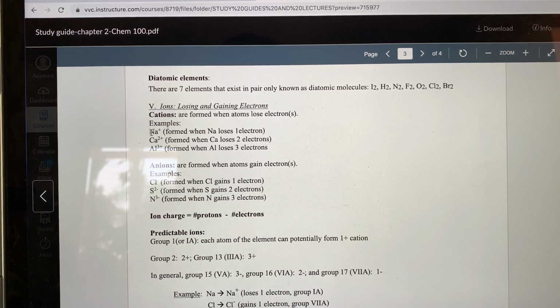And here are a few examples. You have sodium plus, you have calcium 2 plus, you have aluminum 3 plus, and they are formed by losing 1, 2, or 3 electrons. Okay, 4 electrons is not very popular.